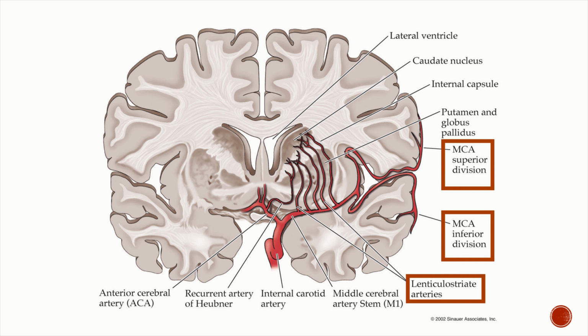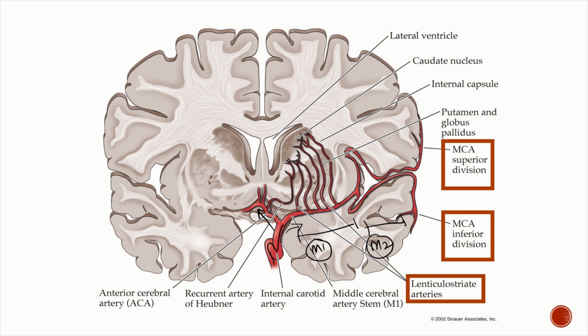Okay, now coming to the anatomy of the middle cerebral artery. Here you can see this is the internal carotid artery. It splits into the anterior cerebral artery and the middle cerebral artery. The middle cerebral artery has two segments. One is the M1 segment, that is a proximal segment. What you're seeing here is the M1 segment. And then when it divides into the two main cortical branches, that is known as the M2 segment or the M2 branches.